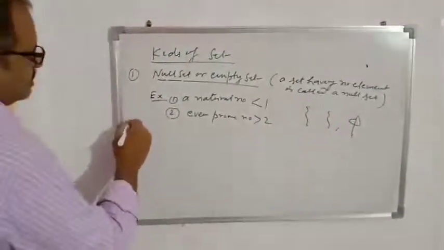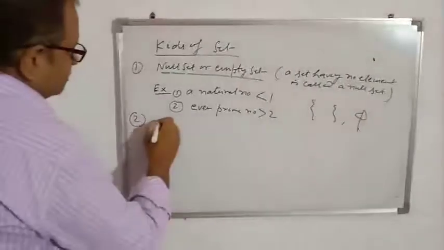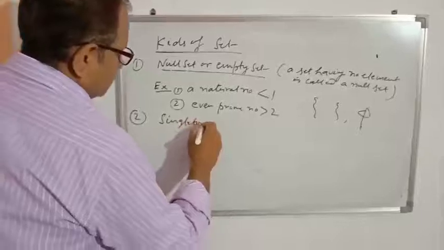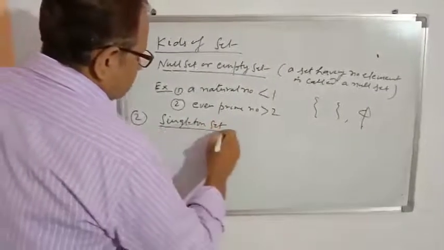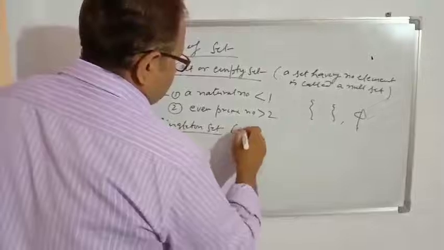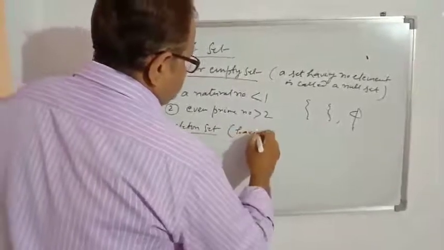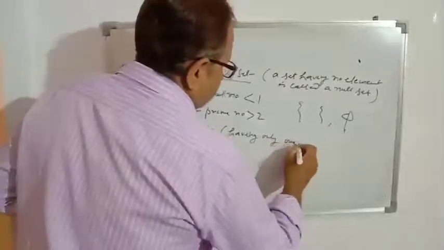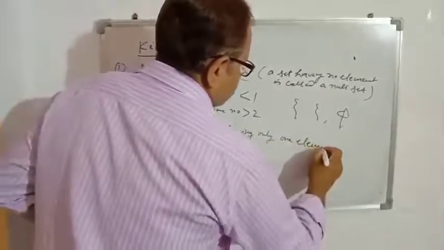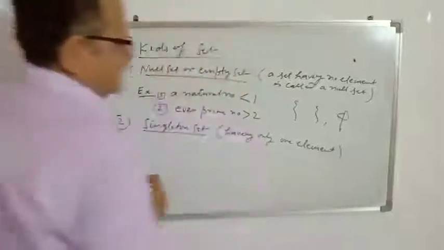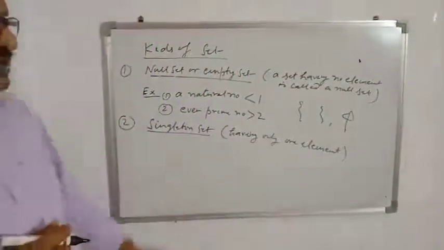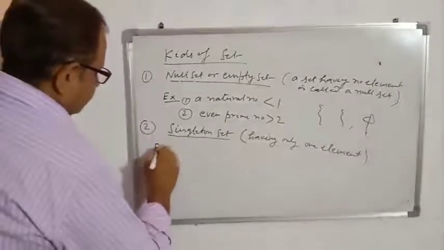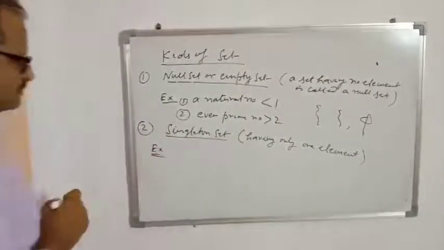Second, singleton set. What is singleton set? Having only one element. A set having only one element is called singleton set. We can see the example of singleton set.